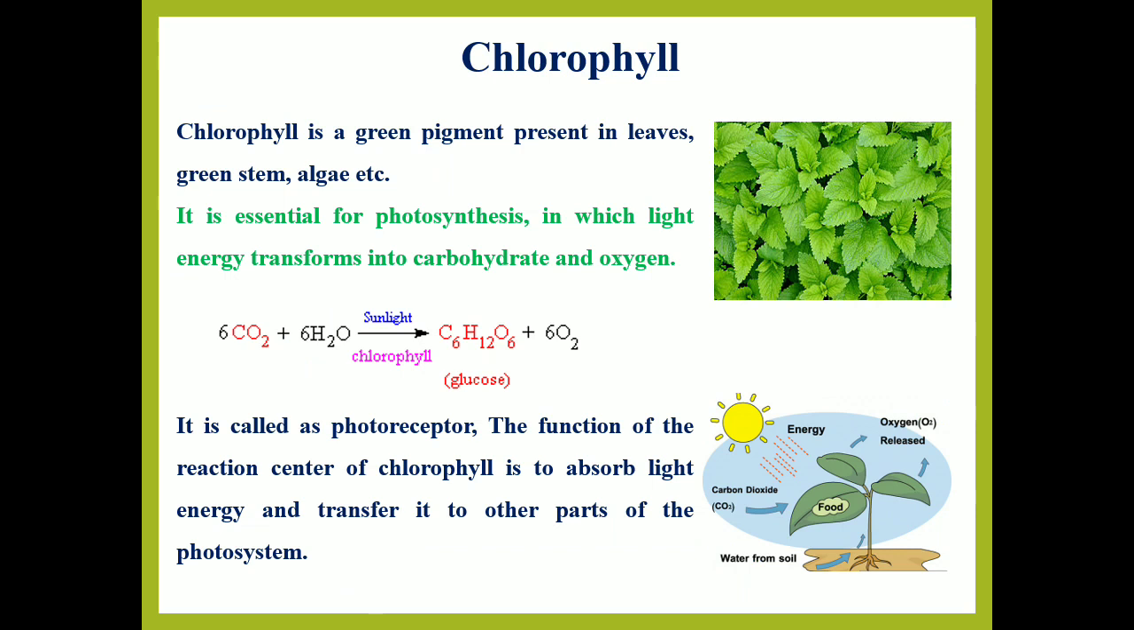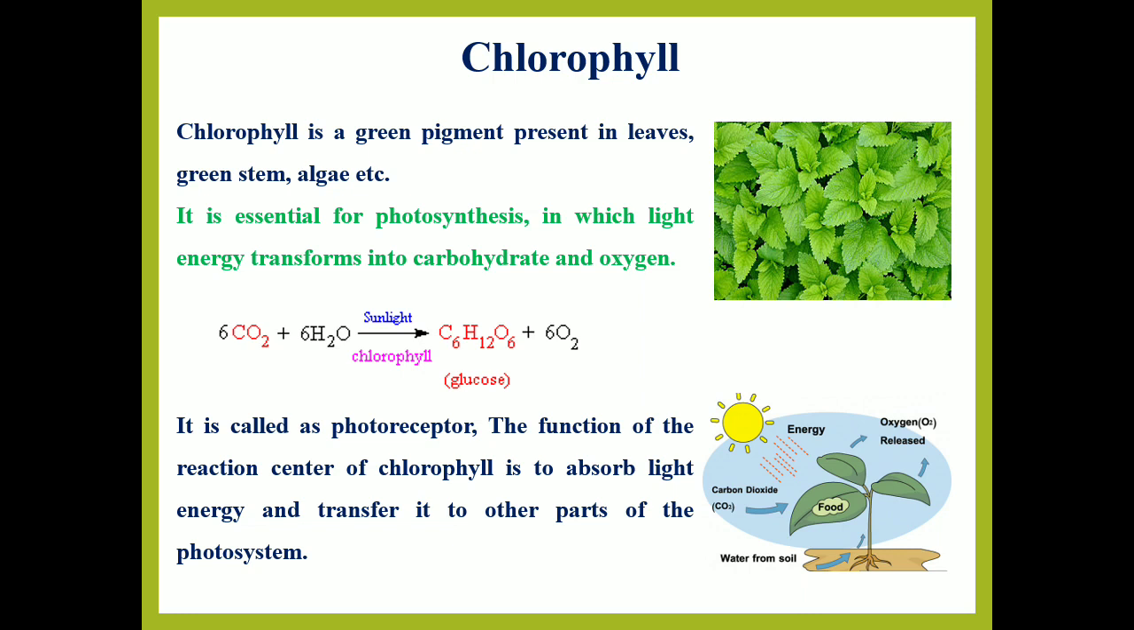Now coming to the chlorophyll. Chlorophyll is a green pigment which is present in all green plants, green leaves, green stems, algae, etc. It is a very essential pigment whose major function is photosynthesis. So it converts the light energy into chemical energy. All plants react in presence of chlorophyll. They take the CO2 and water in presence of sunlight and convert them into glucose with liberation of the oxygen.